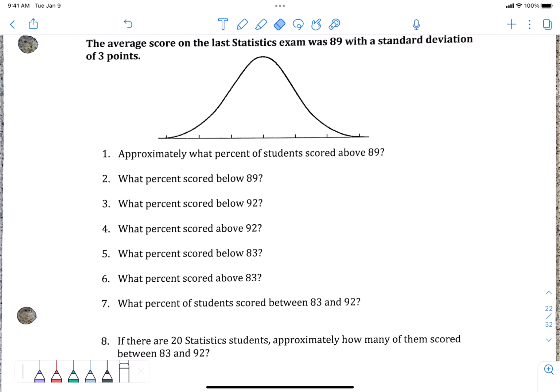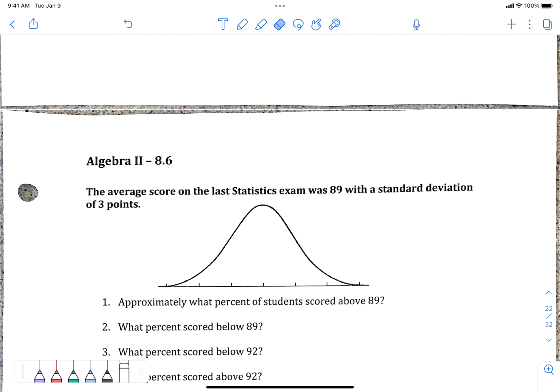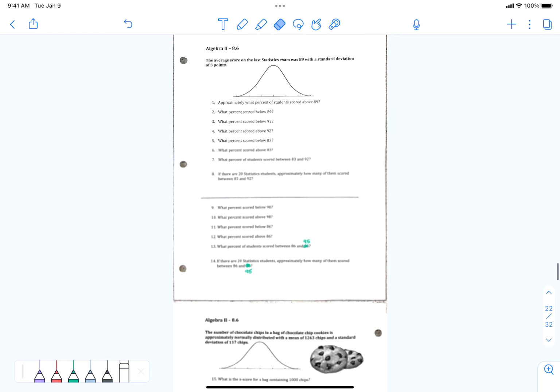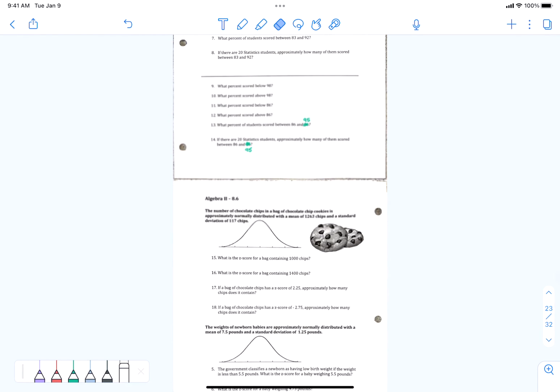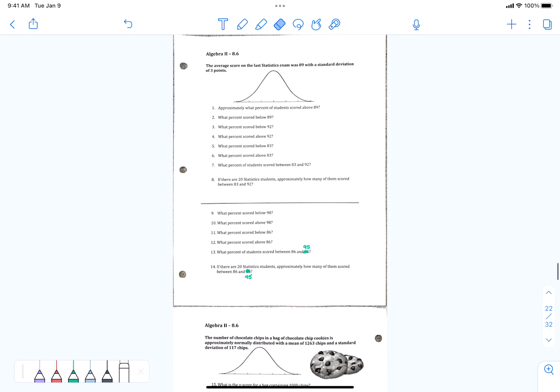And Reese, I gave you the wrong homework assignment. I gave you a different one, it was skills practice and practice 8.6, but I want to give you this one instead. I call this one the cookie sheet because it has a cookie on the one side. So this is your homework sheet.